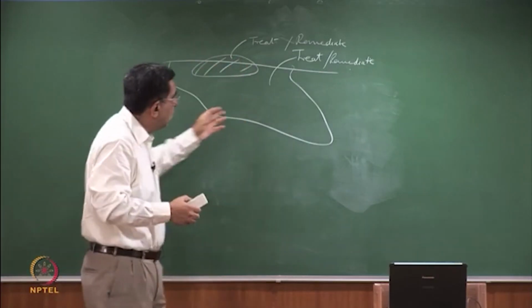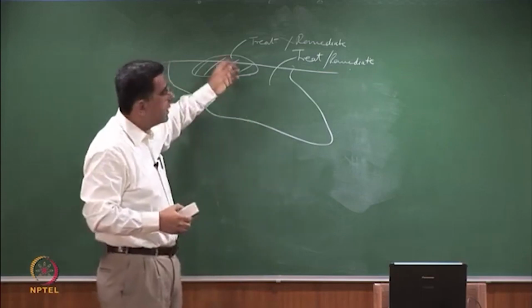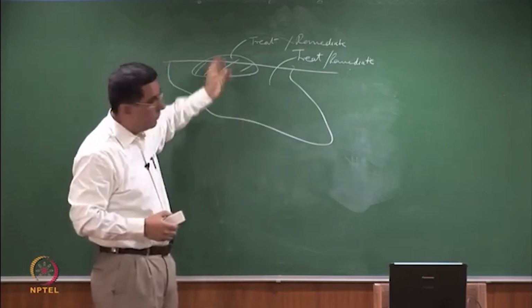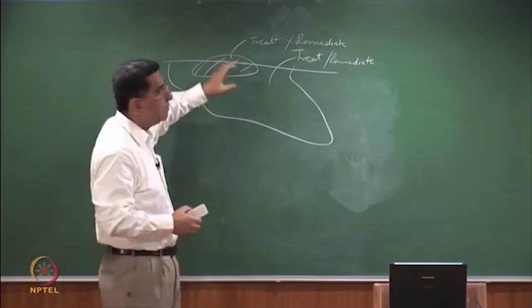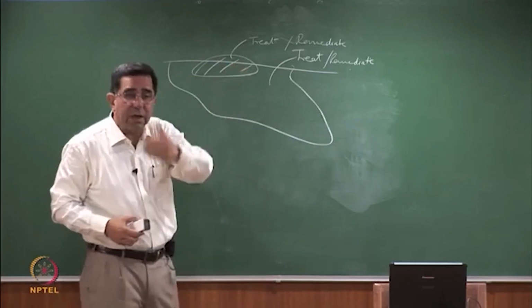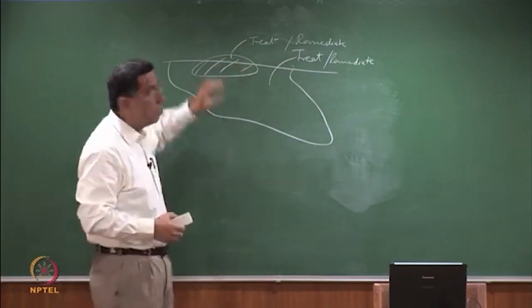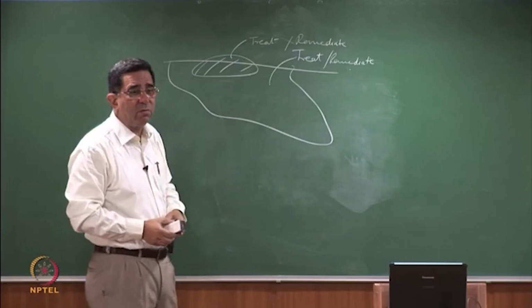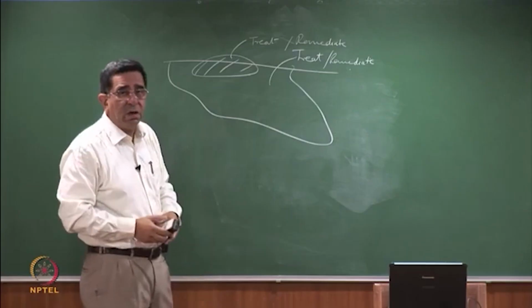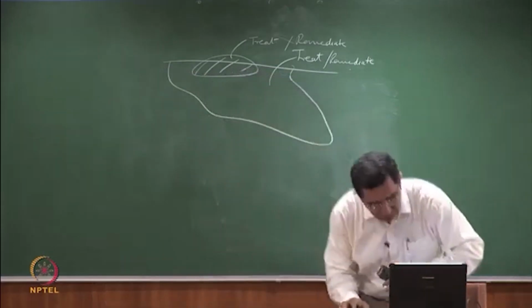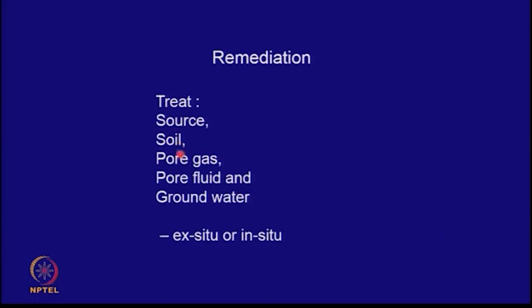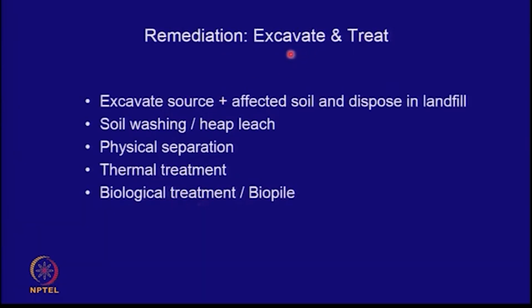So if you don't have the time to excavate, treat and place back, you will excavate and fill with good earth and treat and dispose after treatment to whatever location from where you took that other earth, or it will go to a hazardous waste landfill for encapsulation within the liner and the cover system. So we have to treat the source, the soil, the pore gas, the pore fluid and the groundwater. One of the methods is excavate and treat.